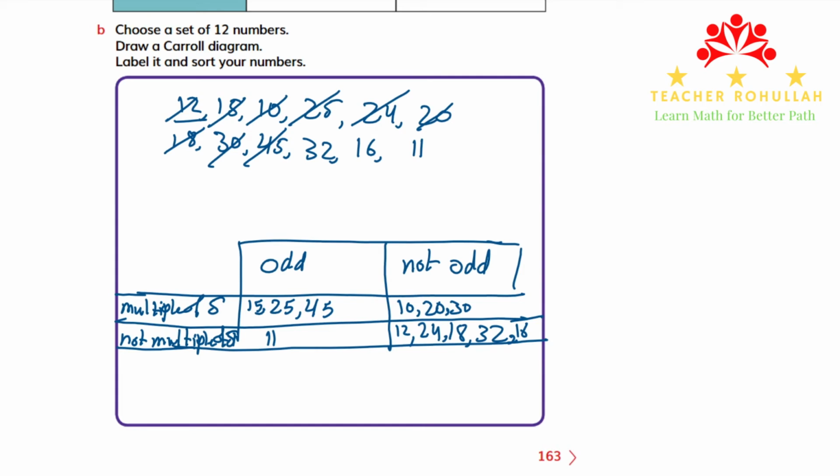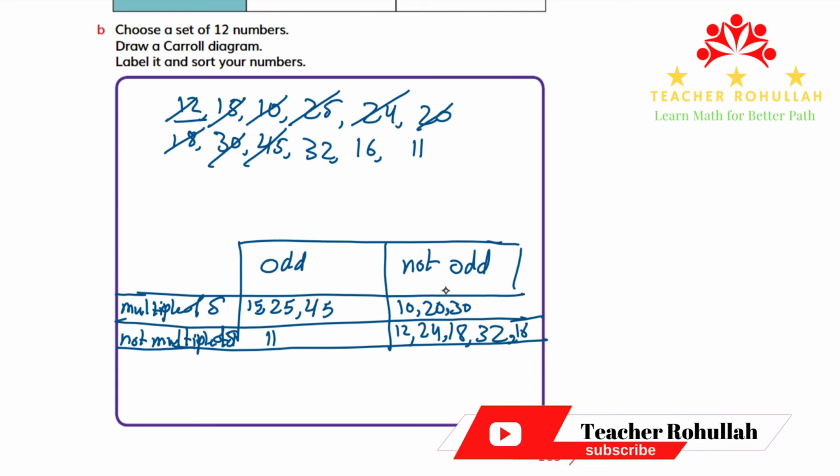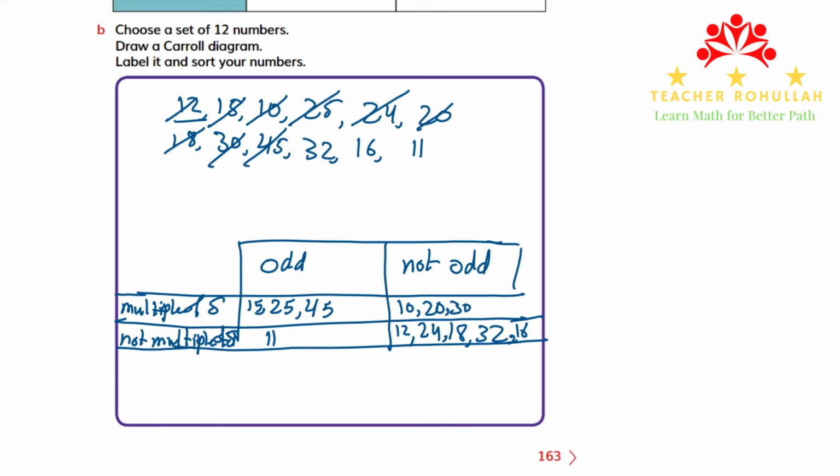This is how I sorted the numbers based on the given qualities, which is multiple of 5, odd and not odd. So the numbers which were multiple of 5 and odd at the same time came here in the first column, and the numbers which were not odd but multiple of 5 came in the second row of the second column, and the numbers which were not multiple of 5 but odd came in the second row of the first column, and the numbers which were not multiple of 5 and at the same time not odd came in the second row of the second column. Well, we are done with part B of this question as well.